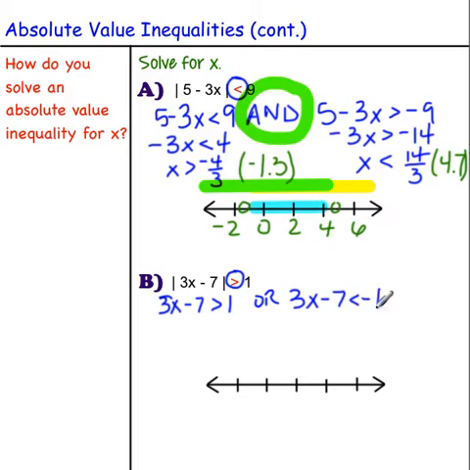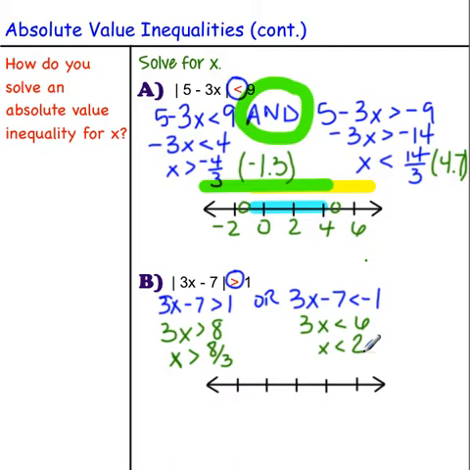There's the second change. So now if we go about solving this, first I add 7 to both sides and I get 3x is greater than 8. Divide both sides by 3 and I get x is greater than 8/3. Likewise, if I add 7 to both sides, I get 3x is less than 6. Divide both sides by 3 and I get x is less than 2.